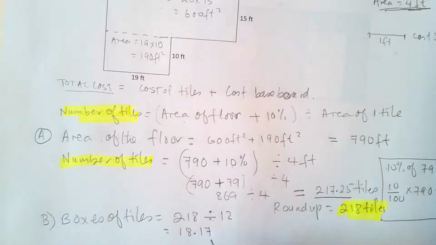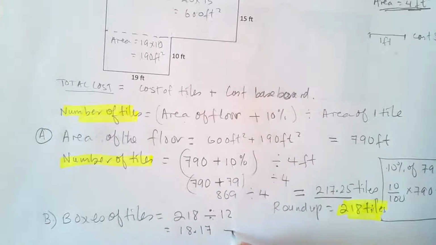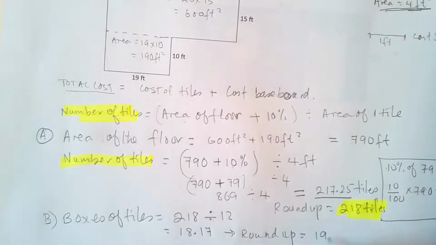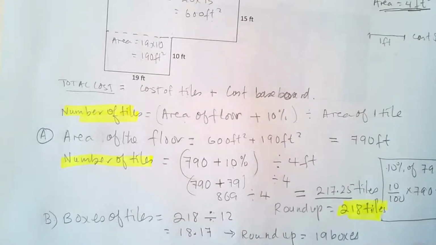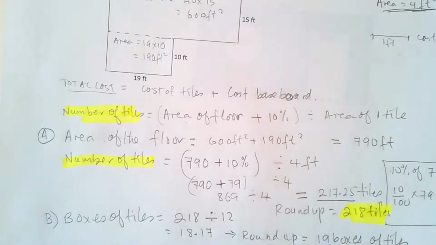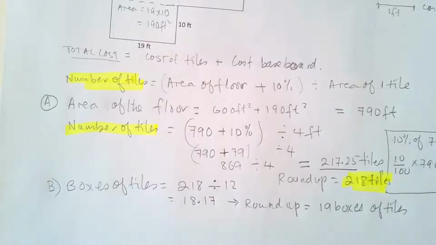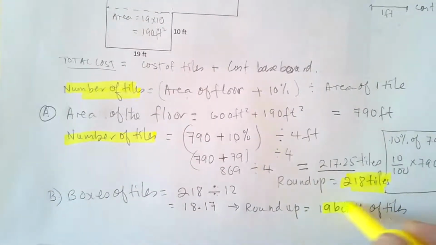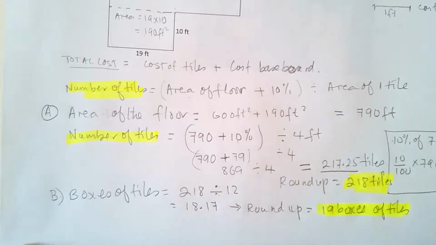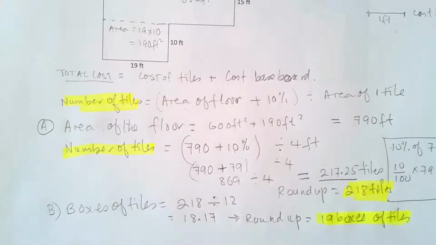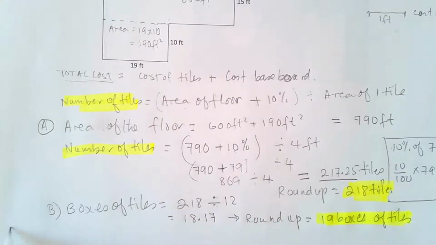Now we cannot buy a fraction of a box, so therefore we have to round up. So that we need 19 boxes of tiles. So we need to buy 19 boxes of tiles. So we narrow this down to 19 boxes of tiles. So line across here.